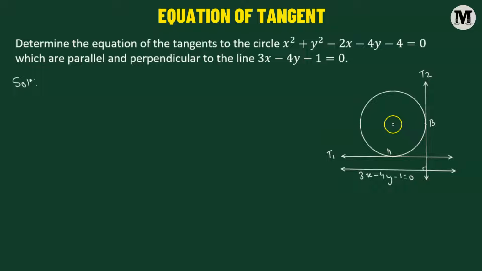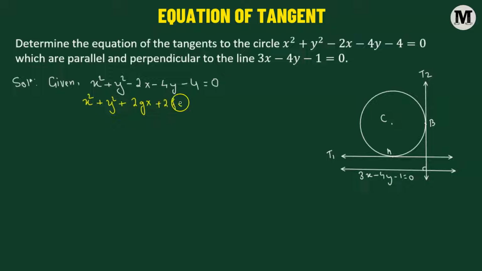Let us begin. First, we'll try to find the coordinates of the center C of the circle from the given equation of the circle. We have given here x squared plus y squared minus 2x minus 4y minus 4 equals 0. So we'll compare this equation with the general equation of a circle, which is given by x squared plus y squared plus 2gx plus 2fy plus c equals 0.